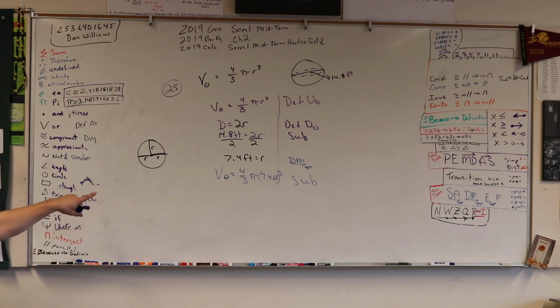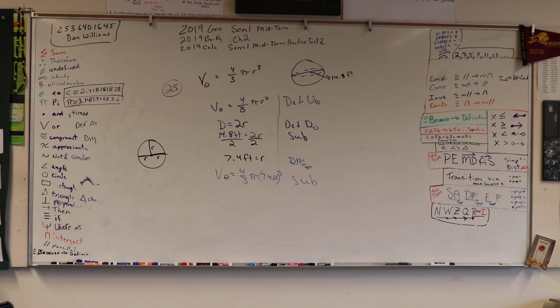But it's really 7.4, right? So when we plug in 7.4, it better be more than 350. So 7.4 raised to the third power is 405. Does that sound right?